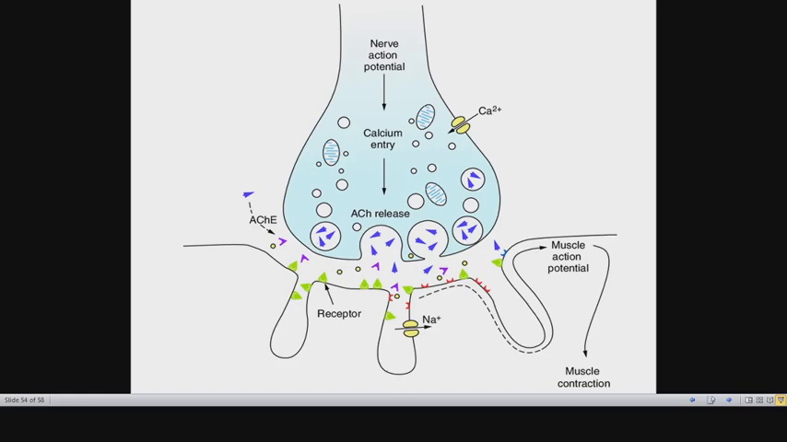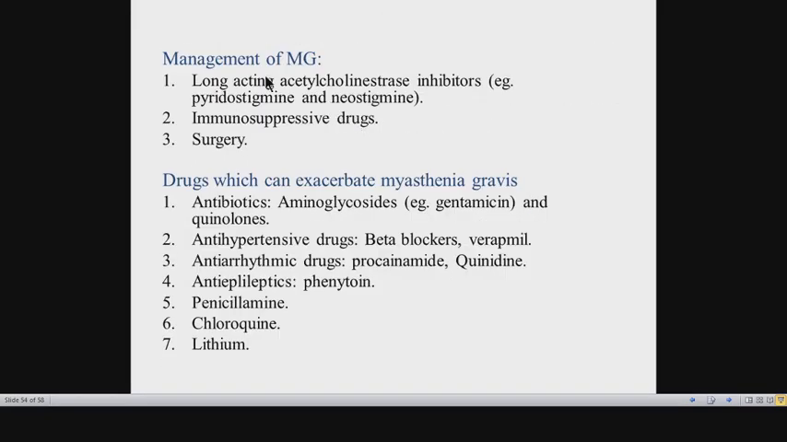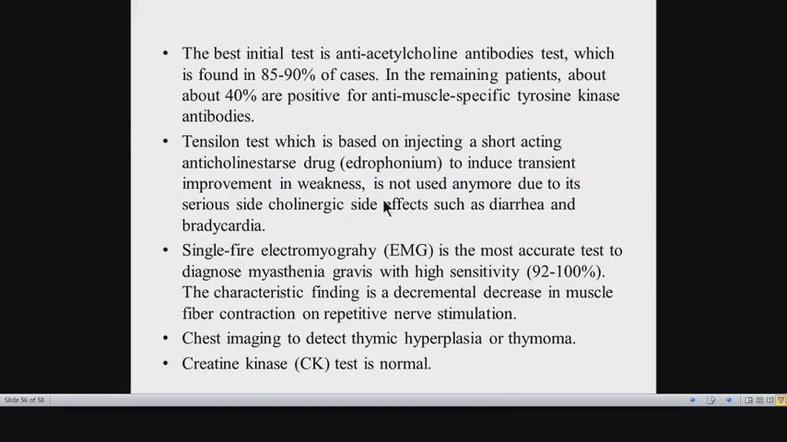This will improve the muscle contraction, will improve the weakness. But this is the main drug used, the main class of drugs used in the management of myasthenia gravis. Example is pyridostigmine and neostigmine. لكن the problem with these drugs إنه they can also lead to cholinergic side effects as we discussed here.